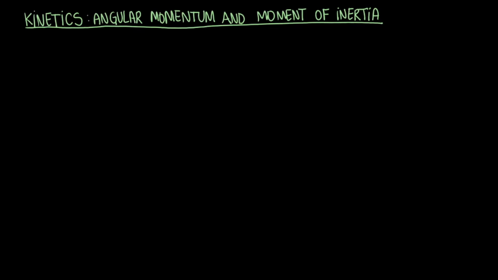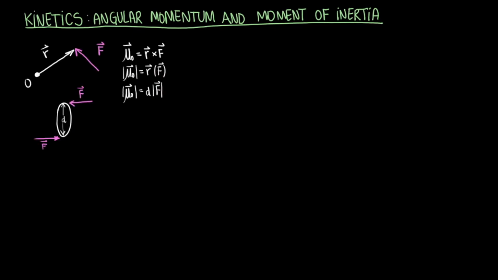Two very important things to understanding kinematics: angular momentum and moment of inertia. Do you remember when we talked about a force creating a moment? When a force is applied perpendicular to the position vector from the origin, we get the moment about the origin from the position vector crossed with the force. The magnitude of this moment was the magnitude of the position vector times the magnitude of the force.